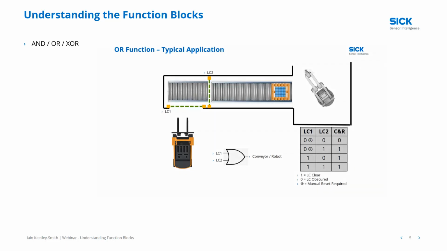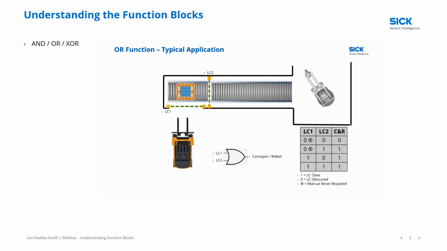So let's have a look at this example here. We have a robot which is palletizing onto the pallet there. Once the pallet is full, the pallet will then move along the conveyor, go through light curtain 2 and go onto an area where the forklift truck can come in.